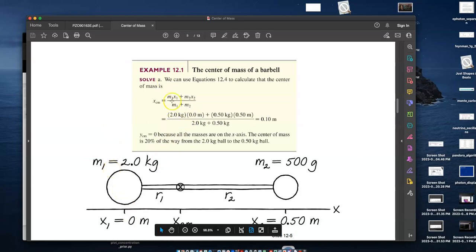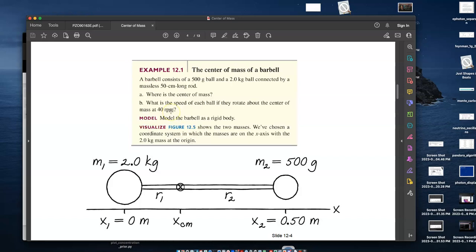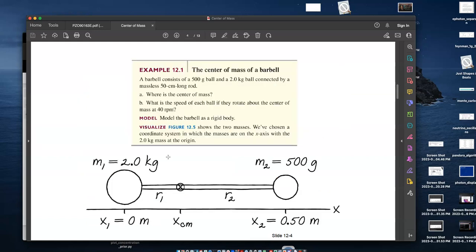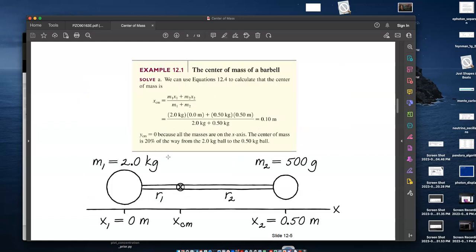So mass 1 times x1 plus mass 2 times x2. Convert your units, 500 grams to 0.5 kilograms. But even though this term zeroes out, in the denominator you have the combined mass of the objects, so we've accounted for this mass, and we are going to get the correct answer. And in this case, it's kind of intuitive. Hold on, let me check myself.